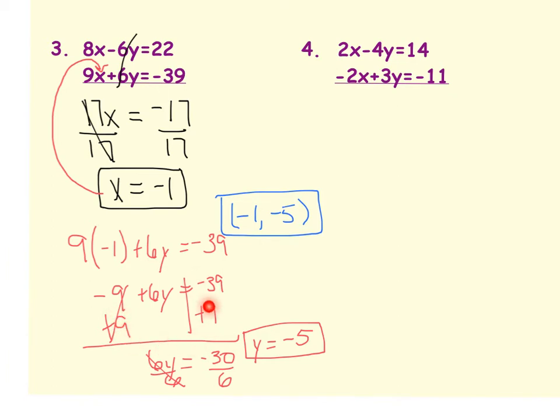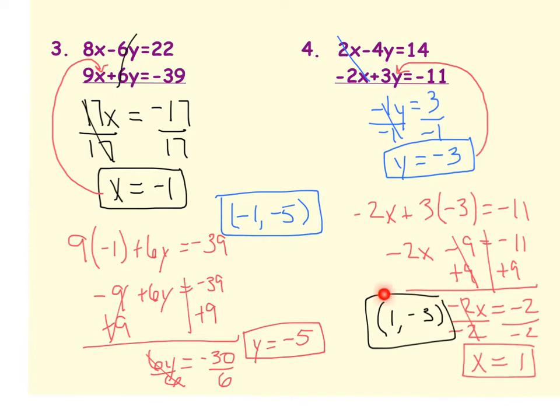Then I added the 9 over. So -39 plus 9 is -30. Divided both sides by the 6. And I got -5. So my answer is -1, -5. Now go ahead and try 4 on your own. Pause the video and then check your answer.